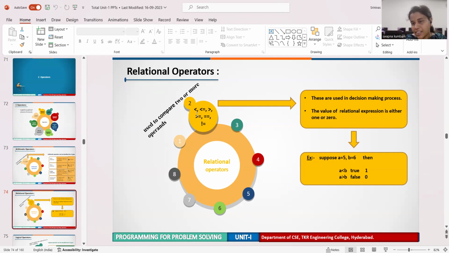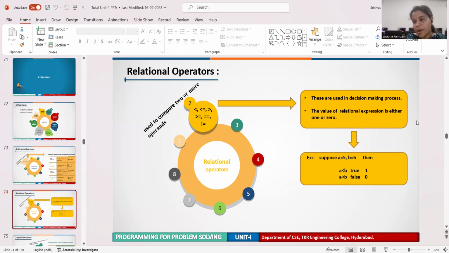Less than, greater than, less than or equal to, greater than or equal to, and double equals indicates whether both values are equal or not. And this symbol is the not equal to symbol. It's a decision making process. Generally, relational operators compare two elements and specify whether one is greater than, less than, greater than or equal to, less than or equal to, not equal to, or equal to the other.